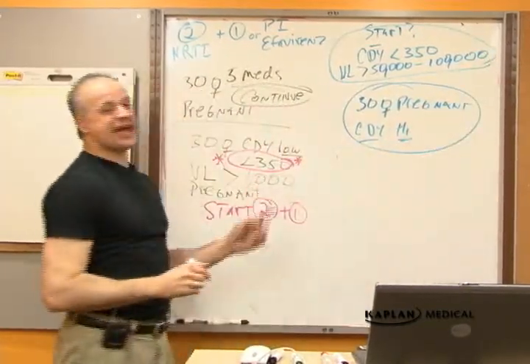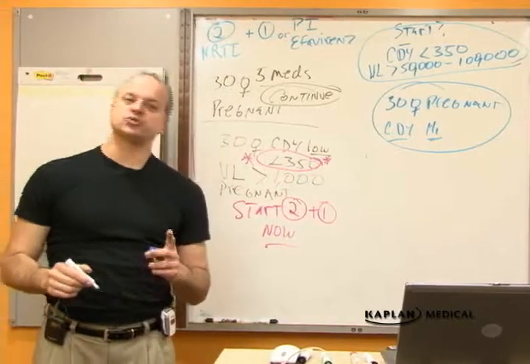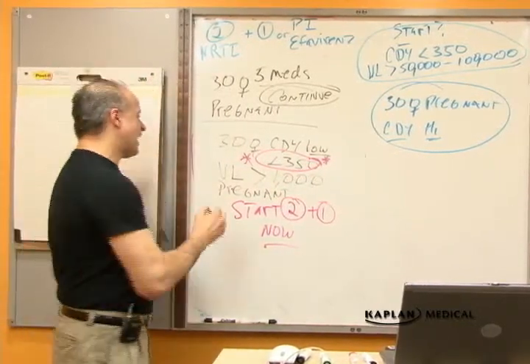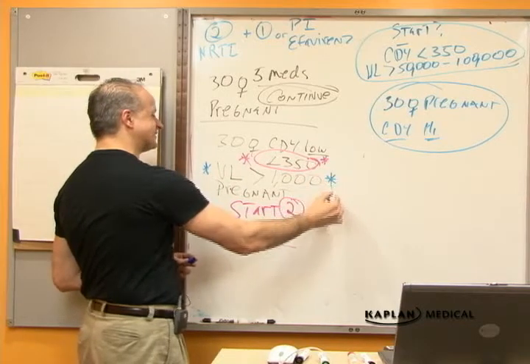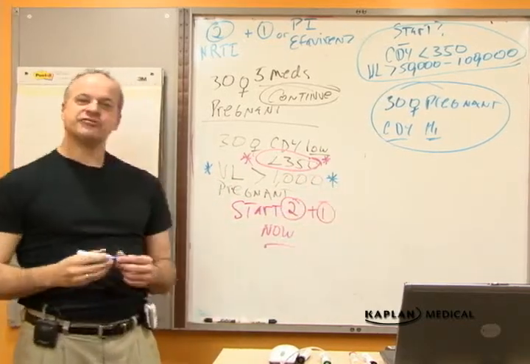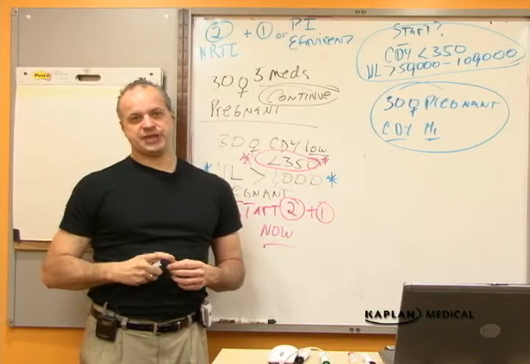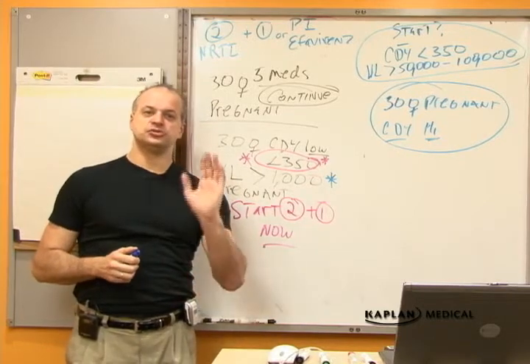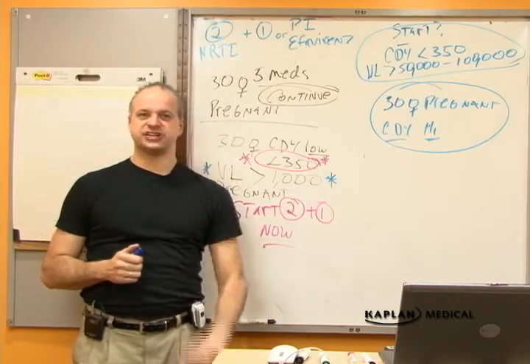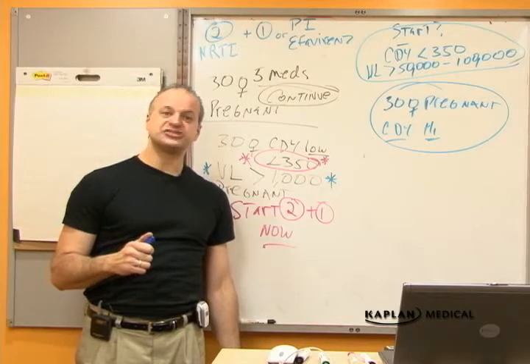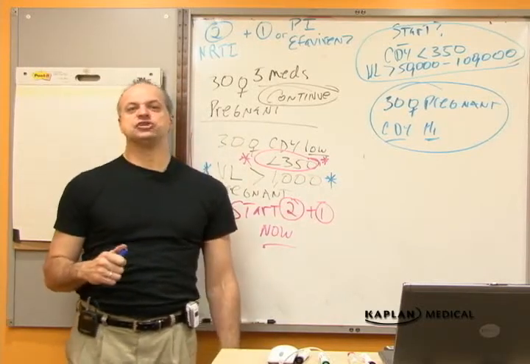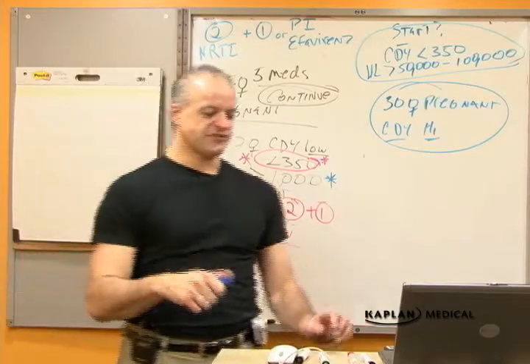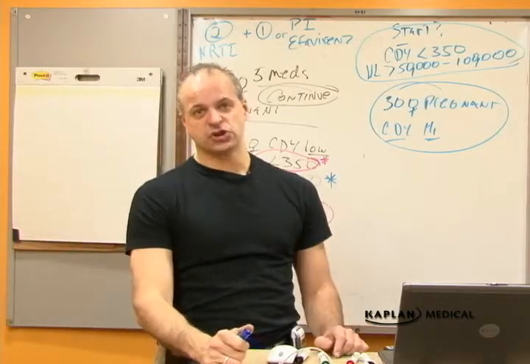Why greater than 1,000 in pregnancy? Because we know that a viral load of 1,000 is the cutoff for when you should do a cesarean section. If your viral load is very low and you're pregnant, you don't need a cesarean section. If your viral load is not controlled, you should get a cesarean section.